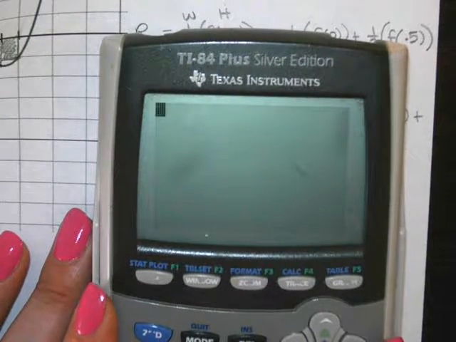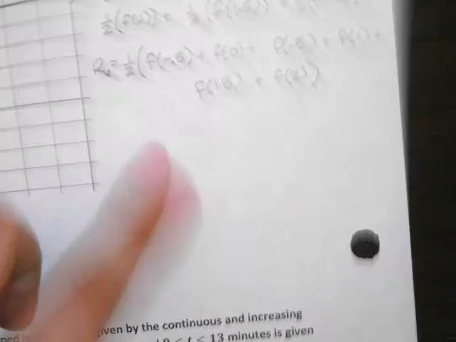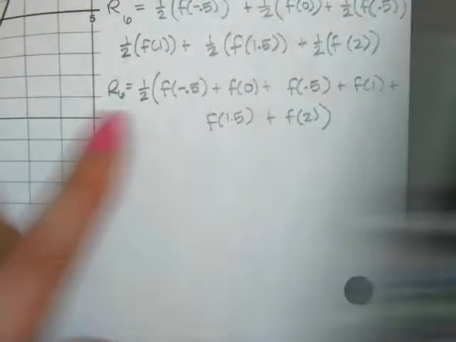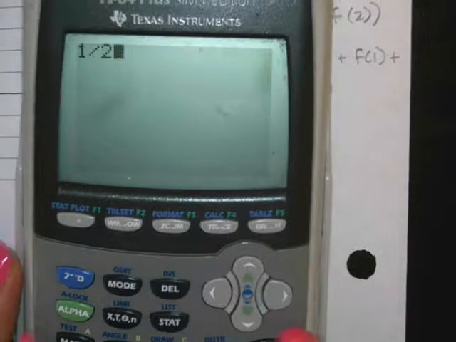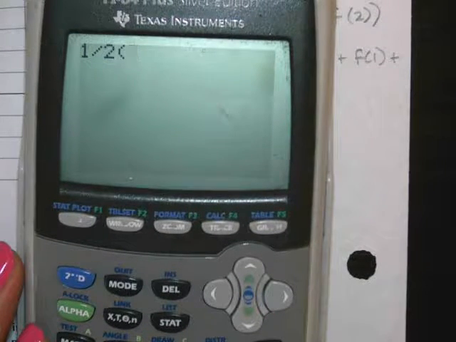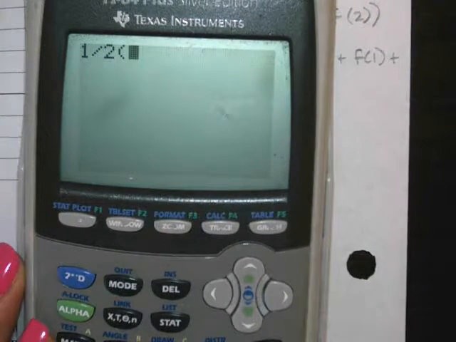Okay. And we still have to type that part where we have the width of each of our rectangles is 1/2. So go ahead and type in your 1/2 in your parentheses. And so this is where we're going to type in the part where we say f of negative 1/2, f of 0, f of 1, all of that.